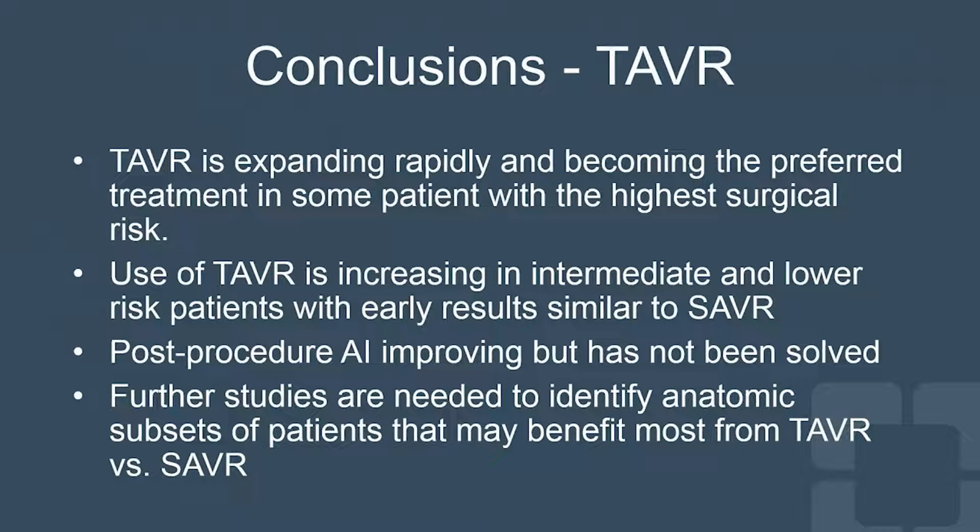So just in conclusion, TAVR is expanding and rapidly becoming the preferred treatment in some patients with the highest surgical risk. The use of TAVR is now increasingly common in intermediate and even in some lower risk patients, with early results similar to surgical AVR, but long-term results are still pending. Post-procedure aortic insufficiency is improving with the newer generation devices, but has still not been fully resolved, and further studies are needed to identify anatomic subsets of patients who will benefit the most from TAVR versus surgical AVR.